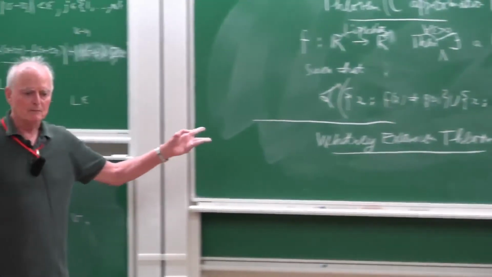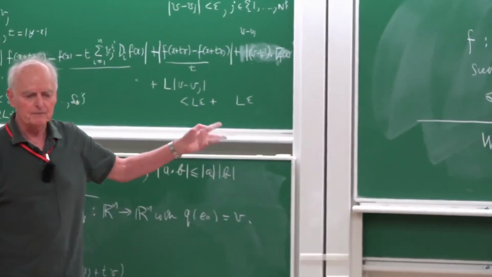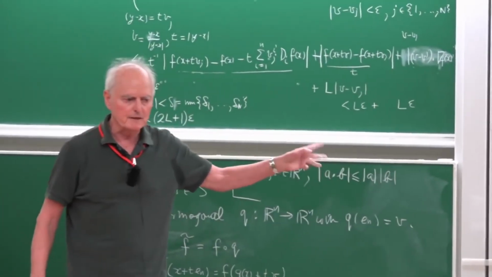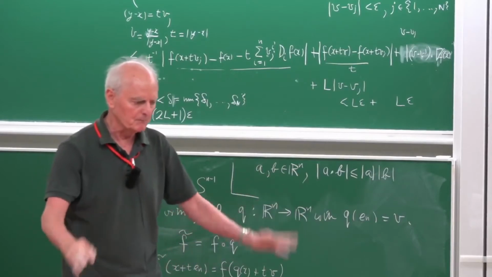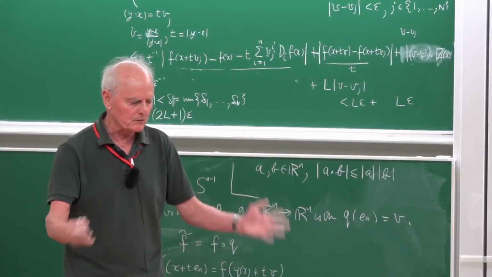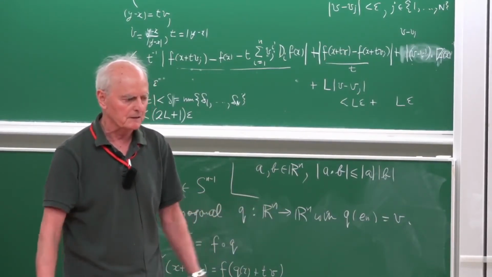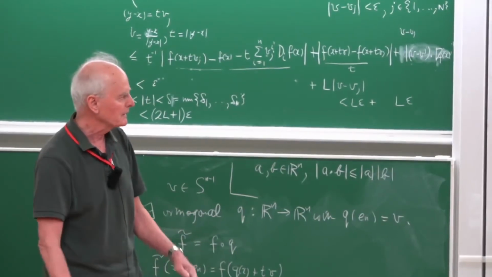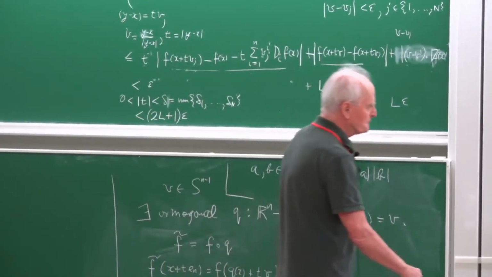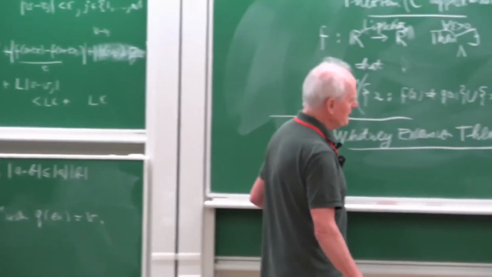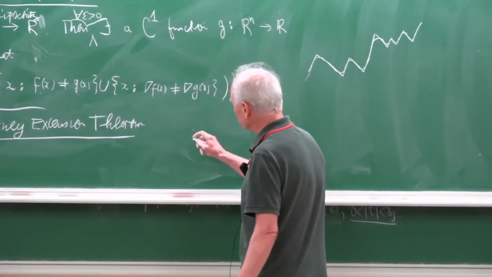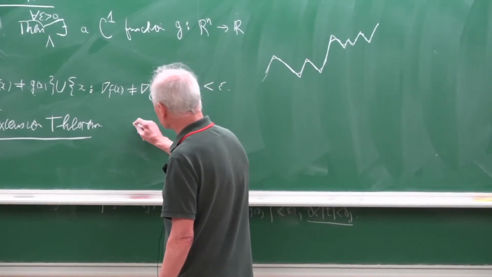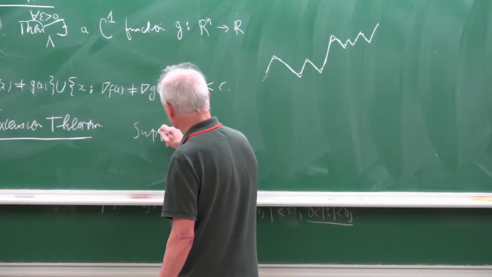Whitney was a mathematician who lived in the first half of the 20th century. He was an amazing mathematician. He did a lot of work on the structure of algebraic sets and things like that. Very fundamental work. And the Whitney extension theorem is really an important theorem. It says the following. Suppose that C is a closed subset of Rn.